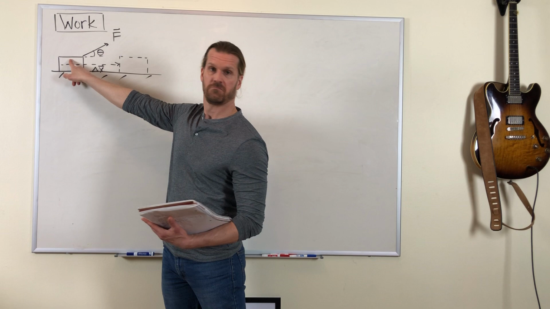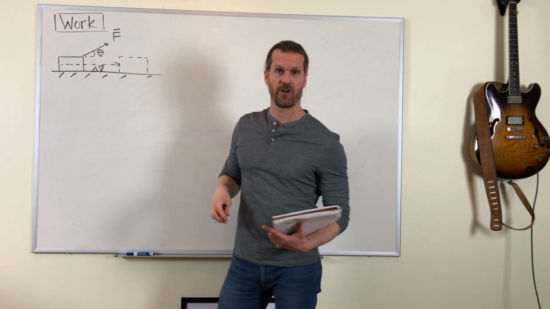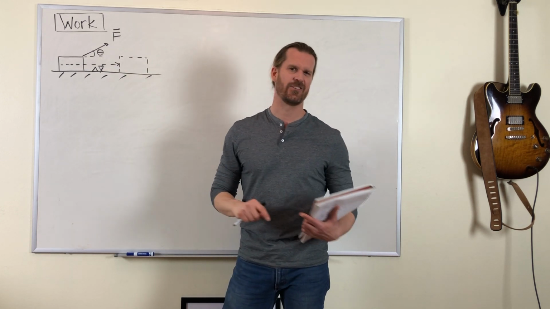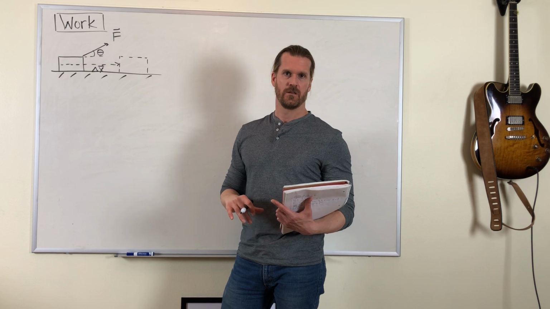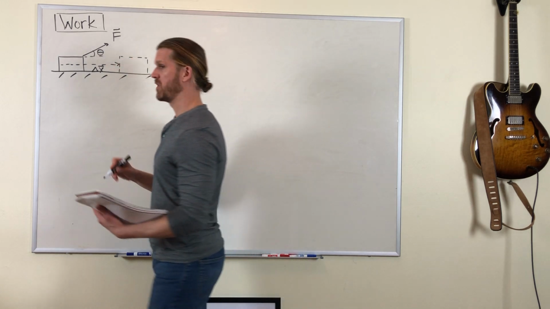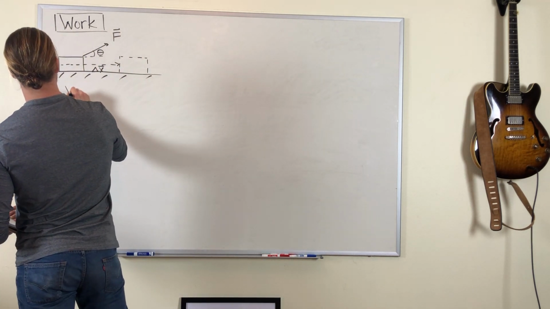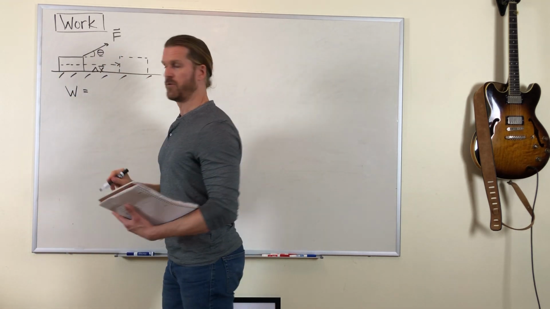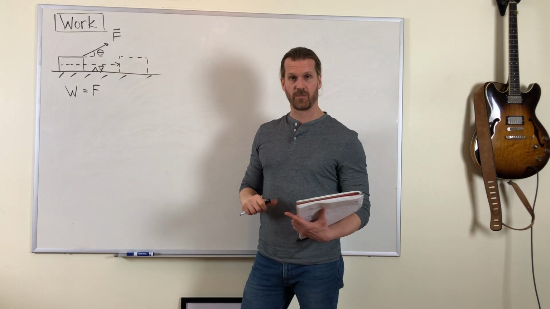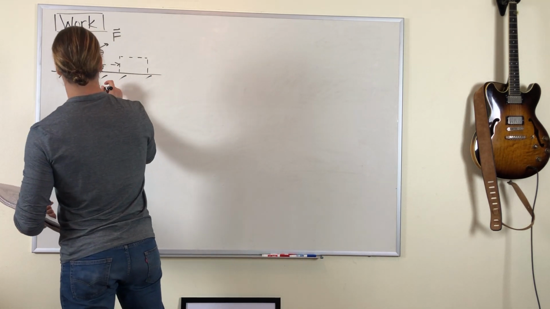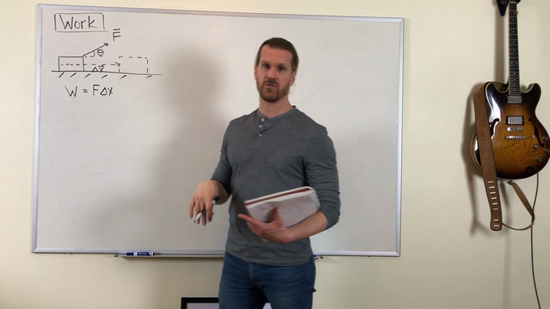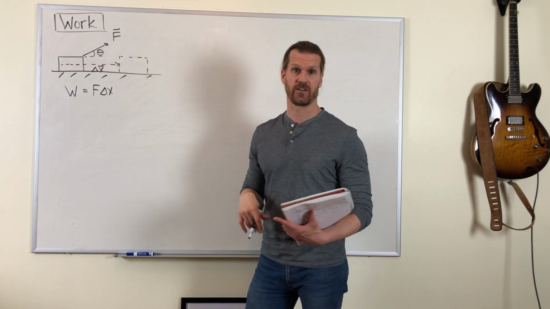Let's say we have a box and we're pulling that box across the floor with some force, and that force is applied at an angle theta with respect to the horizontal. The work that we do on that box, the work done by the force on the box, is defined as the magnitude of the force times the magnitude of the displacement, how far the box travels, times the cosine of the angle between the force and displacement vectors.